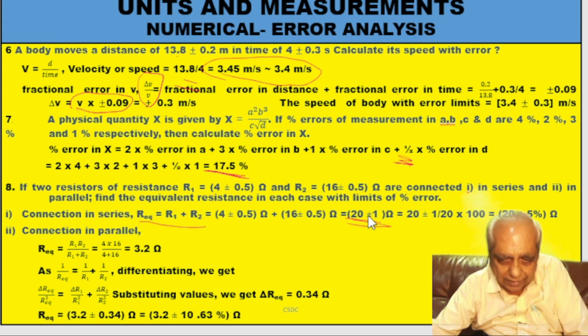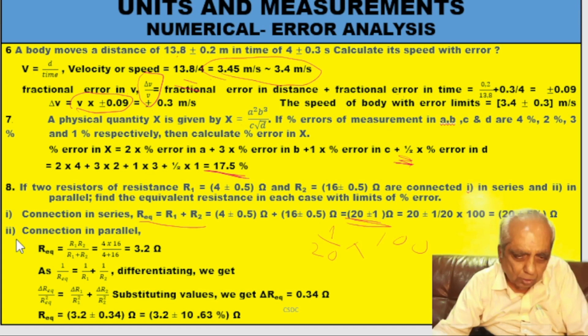In case I want to give the answer in percentage, then what is the error? 1 upon 20 multiplied by 100. So percentage error in R equivalent would be 1 upon 20 multiplied by 100. That will give me 5%. To get percentage, 1 is the actual error out of 20. So I will get 5%.